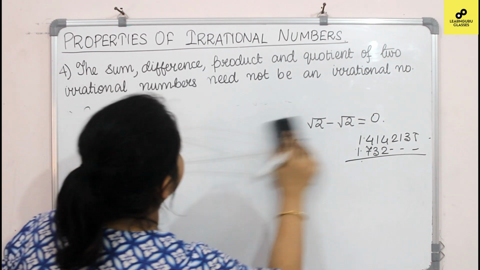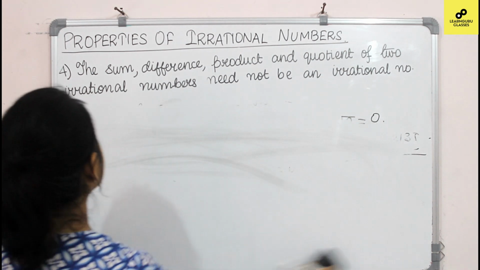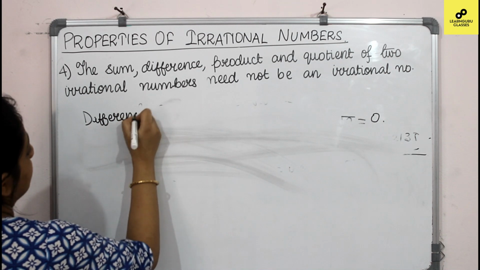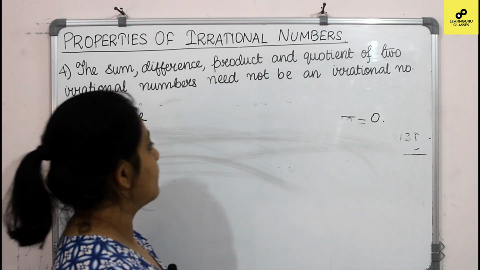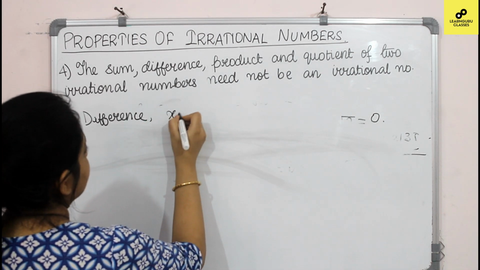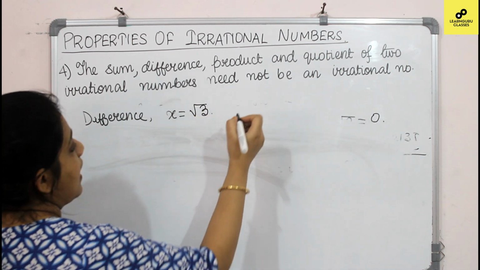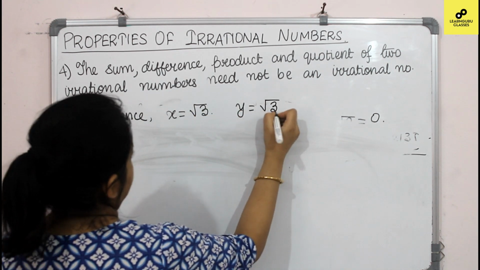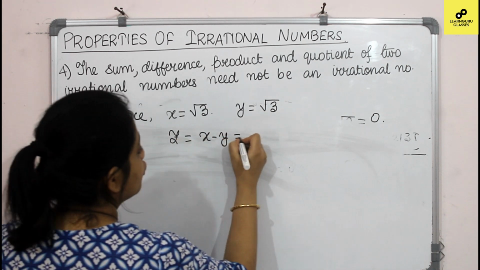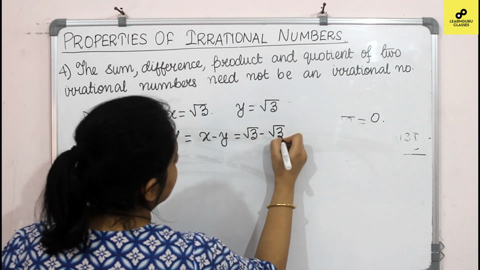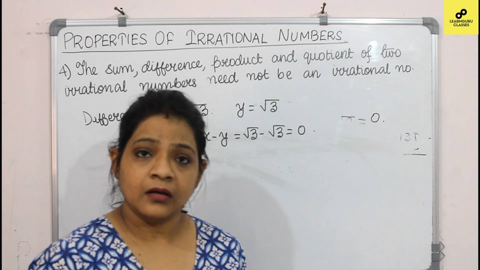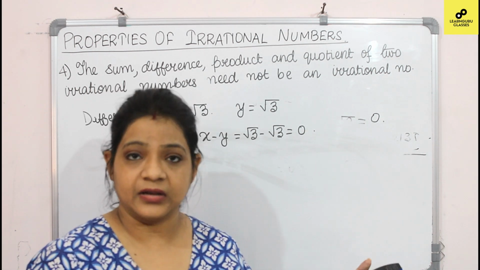Next, the difference. Let's see how difference works. The difference of two irrational numbers need not be an irrational number. Why? Let's take an example. x equal to, suppose, root 3 and y equal to root 3. So z will be what? x minus y, the difference. So root 3 minus root 3 is 0. So 0 is an irrational number, right? 0 is a rational number, right?